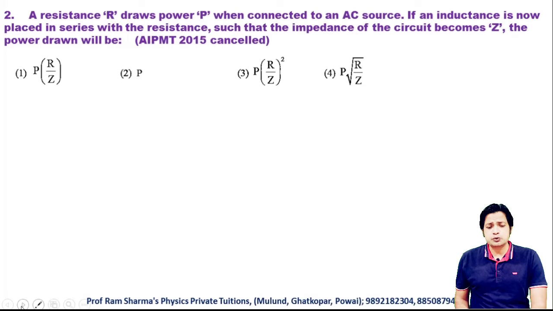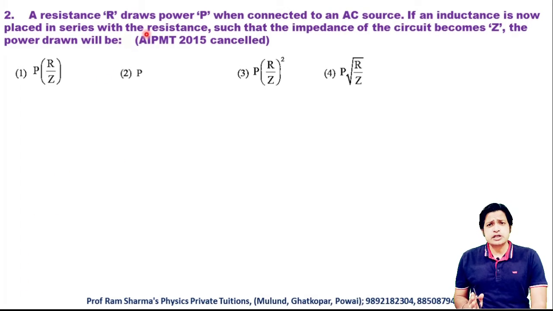Now when only R was present, power will be equal to E square by R. Whenever I say E, it is always the RMS value. If it is the peak value, I will always say E naught. So let us solve this question. Initially there was only R.